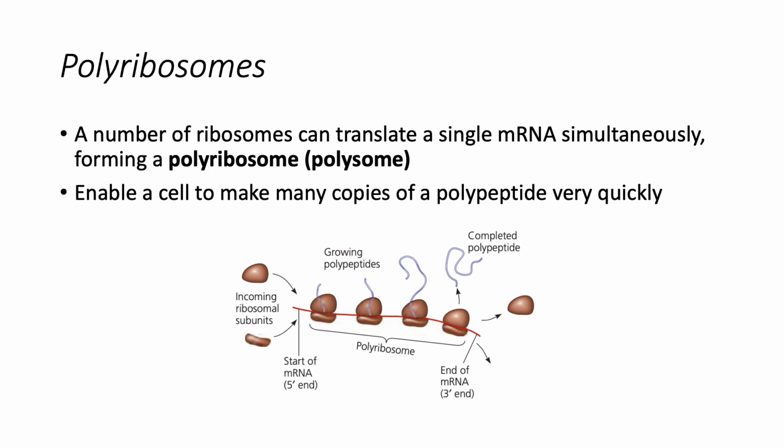Now, let us talk about polyribosomes. So, a number of ribosomes can translate a single mRNA simultaneously, forming a polyribosome or polysome. So, polyribosomes, or strings of ribosomes, enable a cell to make many copies of a polypeptide quickly.